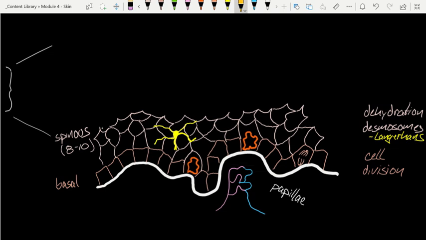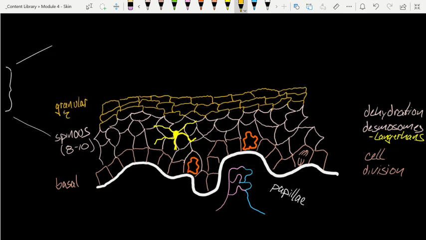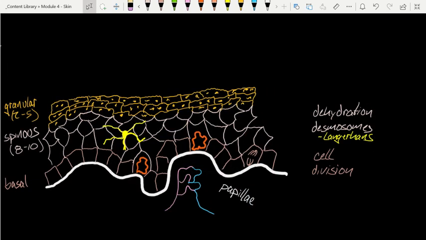Okay, our next layer is the granular layer. This is typically between 2 to 5 cell layers thick. We want to draw some granules. Some things to note about this layer. We already mentioned the granules. These are called keratohyalin granules. These play a couple of key roles.